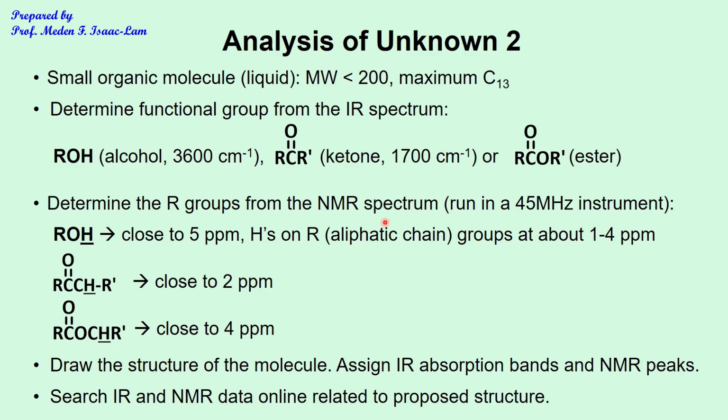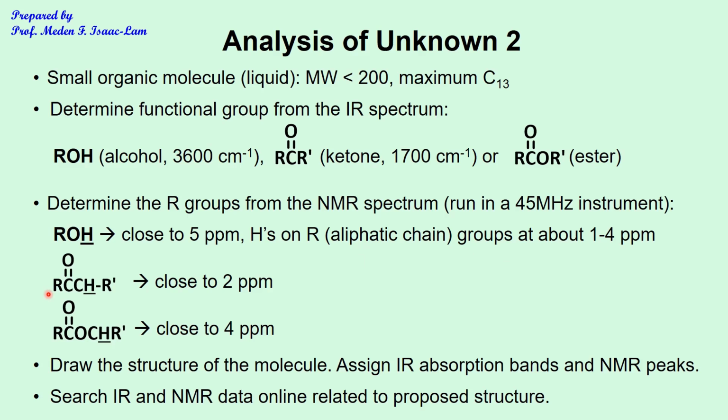From the NMR spectrum run in a 45 MHz instrument, you can determine the R groups. First, for the alcohol, the H on the OH is about 5 ppm. The H's on the R, or aliphatic chain, are spread out from 1 to 4 ppm. The closer it is to the alcohol, or the oxygen, the more shifted it is to the left, or higher ppm, or more shifted downfield.